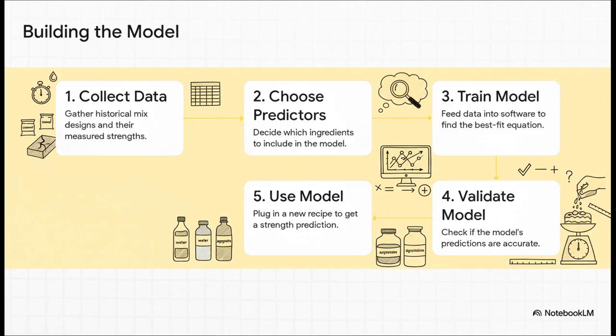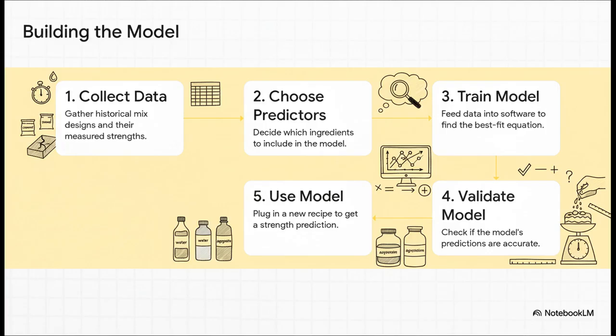Step 3 is where the fun starts. You train the model. You feed all that data into some software, and it crunches the numbers to find that perfect mathematical recipe. Step 4, super important, you validate the model to make sure it's actually accurate. And then finally, step 5, you use it. You can plug in a brand new recipe and get a strength prediction without ever having to pour a single drop of concrete.